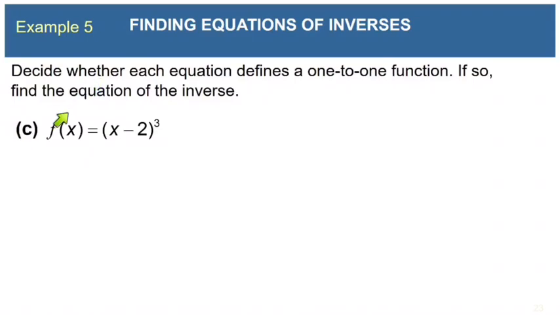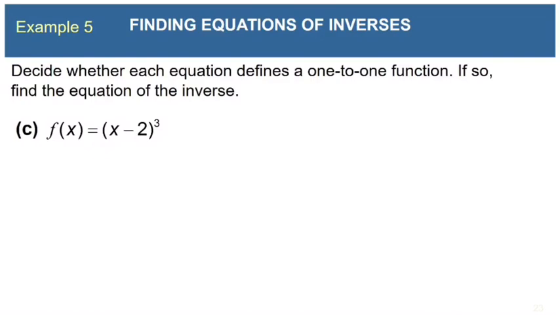Here we have our last equation of example 5. This one says f of x equals (x minus 2) to the third. The first thing we need to do is decide if this function is one-to-one, and if it is, then we will find its inverse function. Now I know this function is going to be one-to-one because I remember from previous experience that the function x to the third is one-to-one because it's increasing on its entire domain. This function's graph would be the same graph as x to the third, but it would be moved 2 units to the right. So this function is also one-to-one.